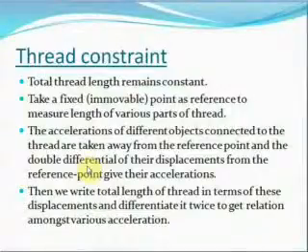Now we'll see how to use thread constraint in solving problems based on pulley system. As we know, the total thread length remains constant in a pulley system. So what we do is we take a fixed point as reference and we measure the length of various parts of the thread from this reference point. Now the acceleration of different objects which are connected to the thread are taken away from this reference point, and the double differential of their displacements from the reference point gives their acceleration. So what we do is we write the total length of the thread in terms of these displacements and differentiate it twice to get a relation amongst various accelerations.